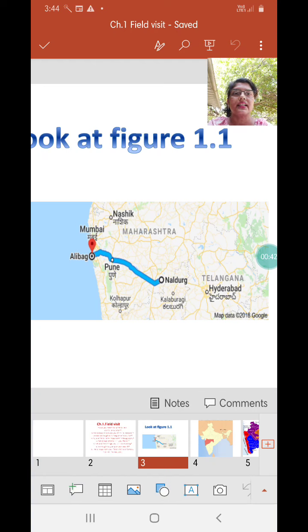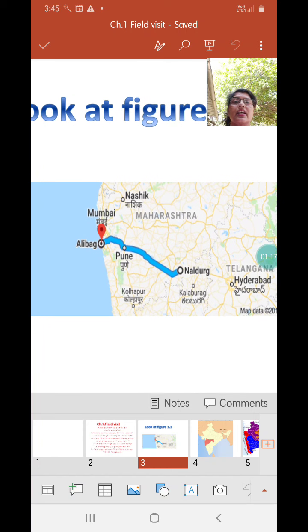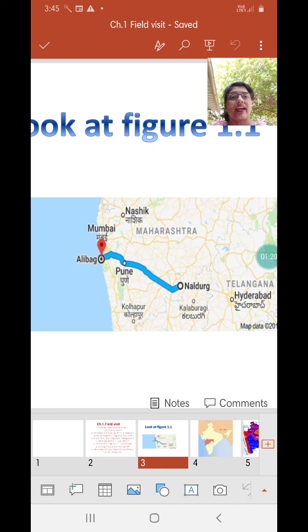What are the things that we have to look out for while on a field visit? We need to make note of the topography, the settlements, the types of houses, agricultural pattern, and the types of trees in the surroundings. Also, if there are any irrigation facilities seen, like dams or rivers or wells, any economic activities that might be going on, the weather, the climate, etc. So these children are now traveling from Naldurg in Osmanabad district to Alibag in Raigad district.